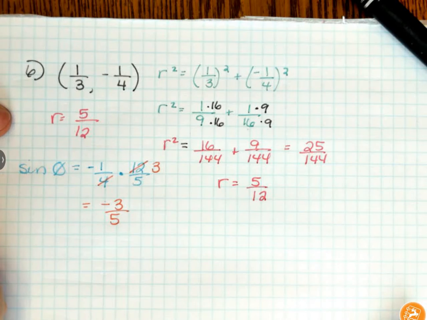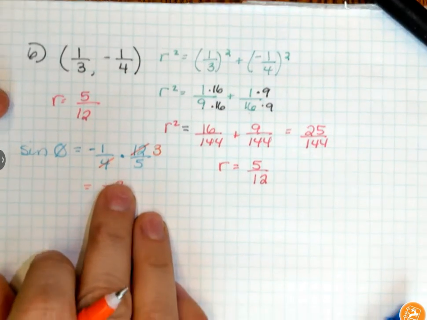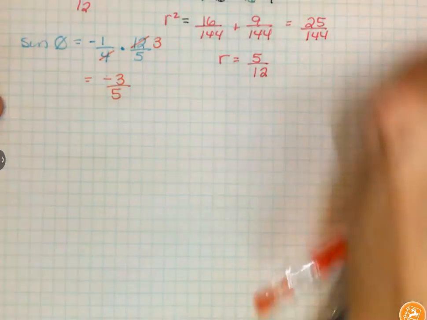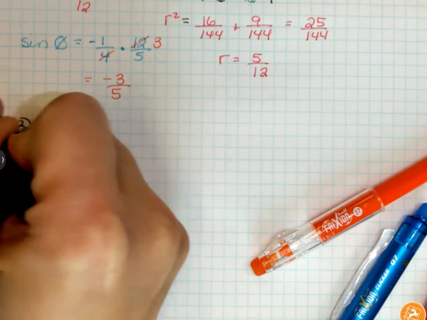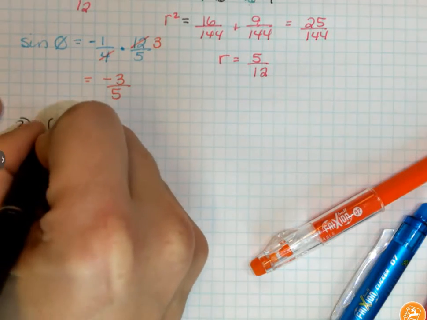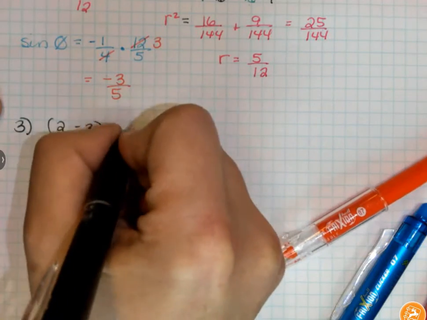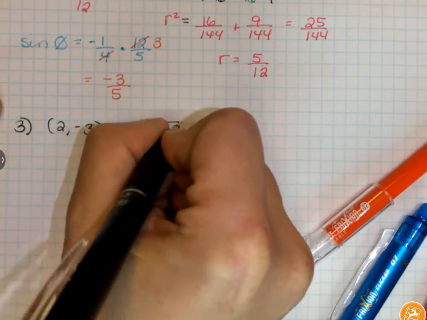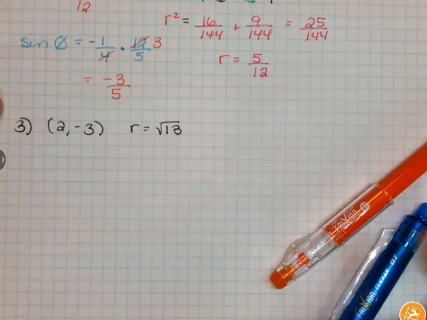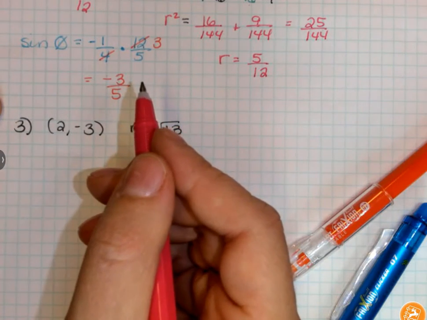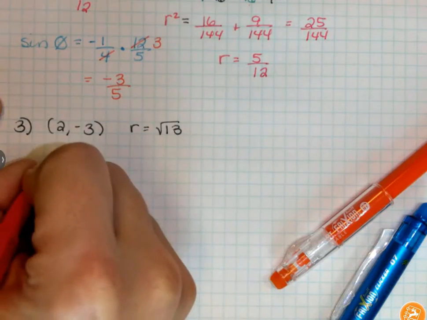Beyond the radius, were there any specific ones that you would like to see done? Yes, sir. Okay. Number 3 gave us the coordinate 2, negative 3. Is it safe to assume that you had your radius of root 13? Then you wanted one more time. Which ones? Cosine and secant.